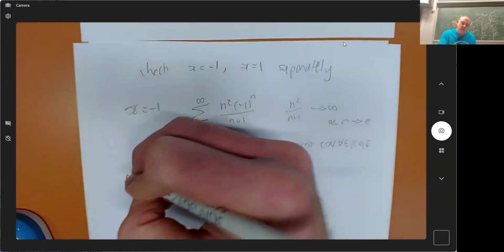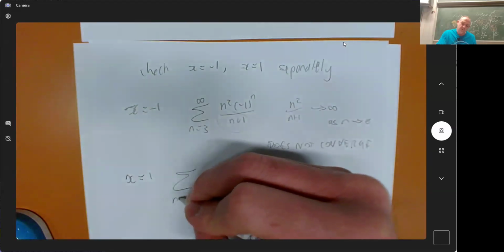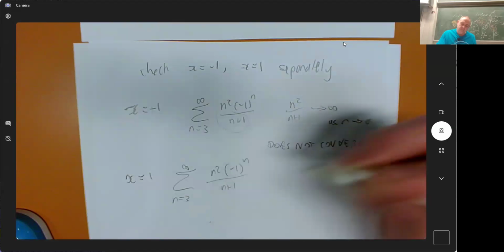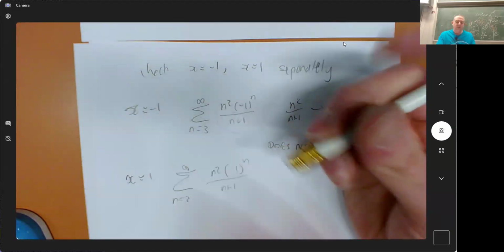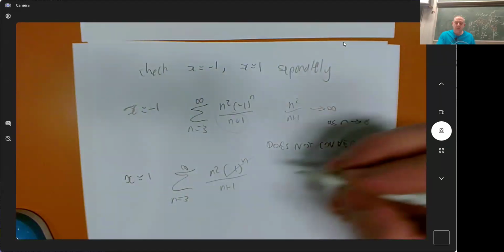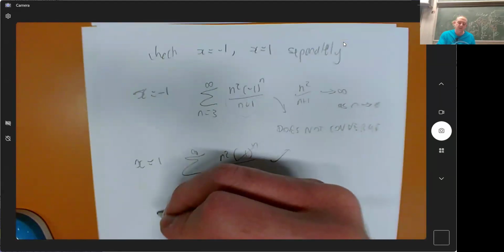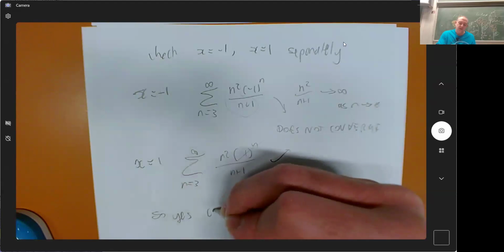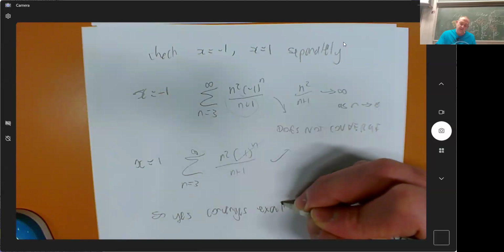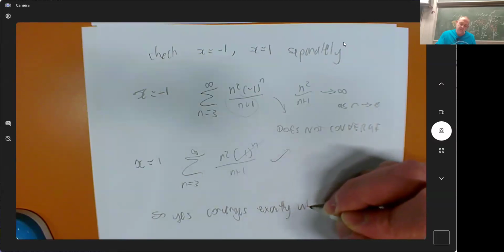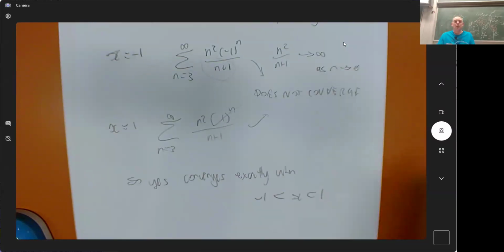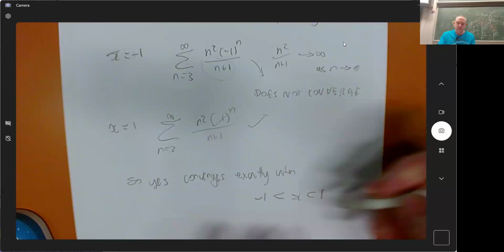And the same thing will happen when x is 1. Oop, 1 to the power of n, because 1 to the power of n is the same as 1. So, yep, neither of them converge. So yes, it converges exactly when x is between 1 and -1, and not when x is -1 and not when x is 1.